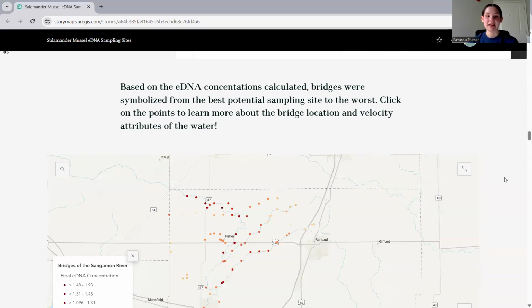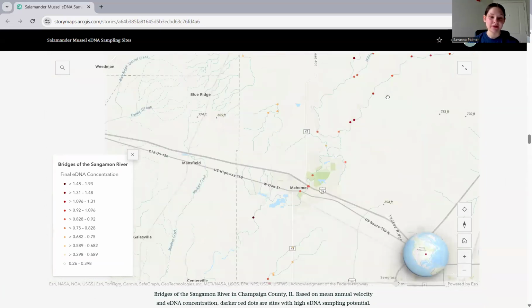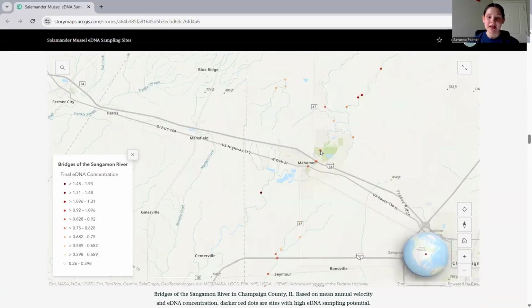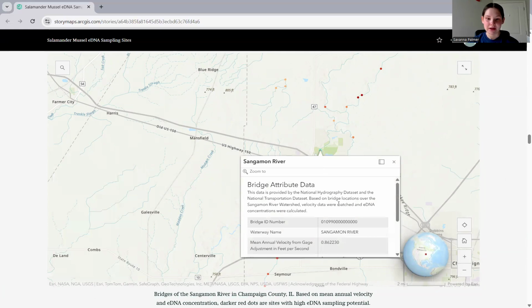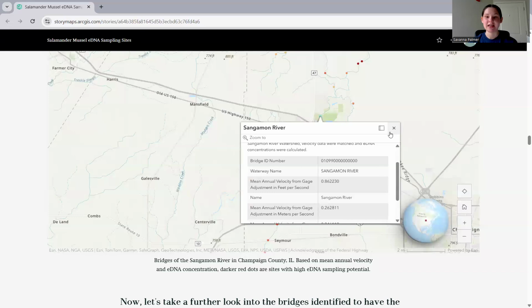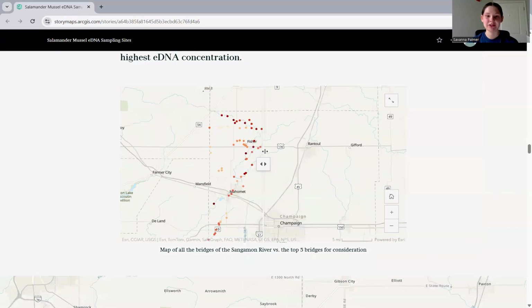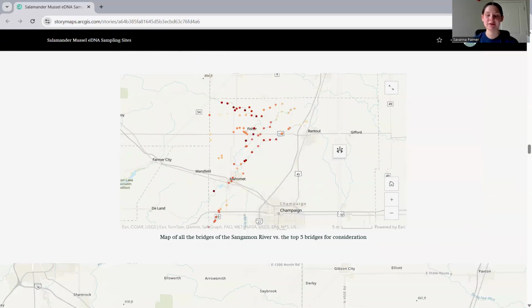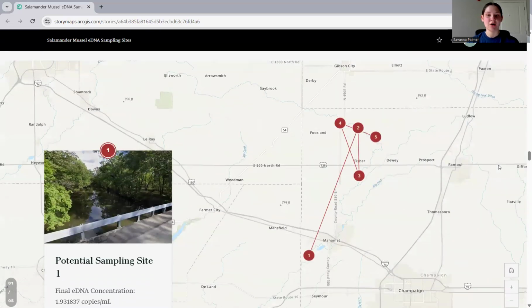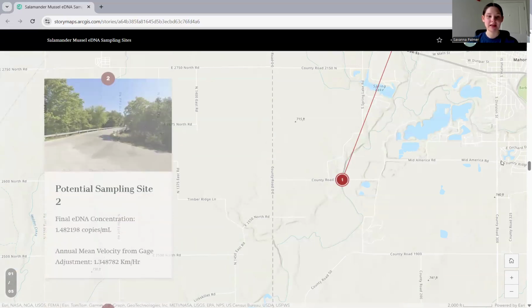Based on these, I looked at a map and symbolized it in a way to show that the darkest red are the best sampling sites. For example, here's one of my current sampling sites right here. It has a pretty medium velocity, therefore a pretty medium concentration, and so maybe I should be looking at more of the red dots. This map shows all the bridges on the Sangamon River in Champaign County, and here are the five I want to specifically look at. I made a flowchart to see where these sites would be.